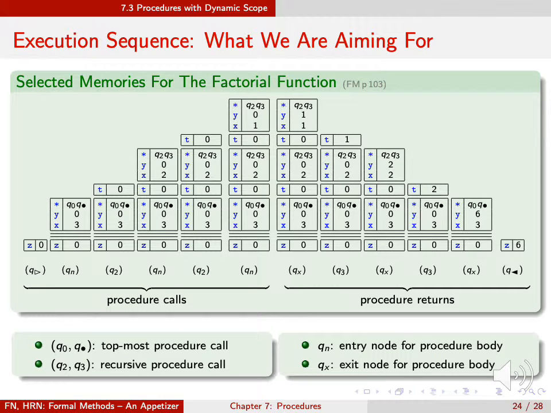It is useful to take a look at the program graph we created for the factorial function and trace through it and check that the memories at the various nodes are as shown here. This is something you should do for yourself right now.